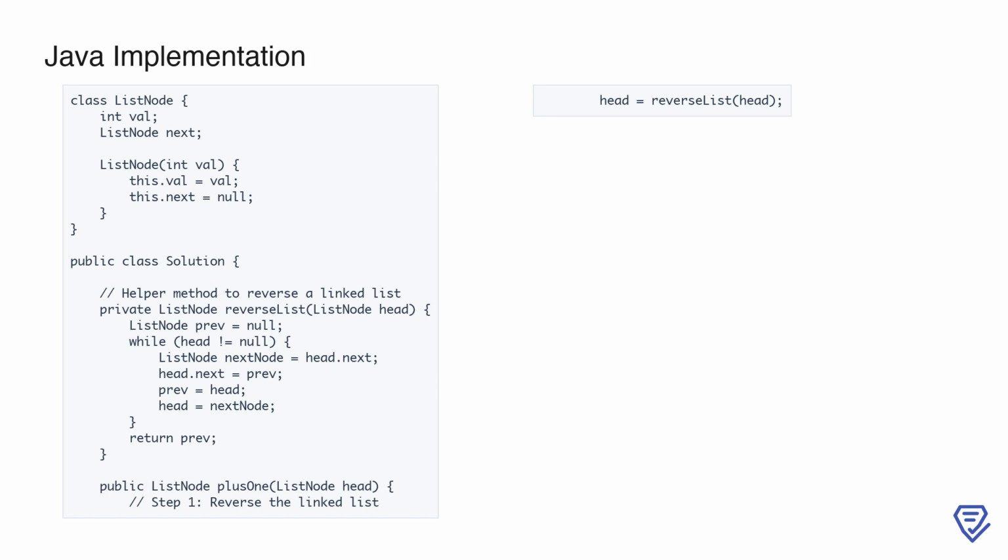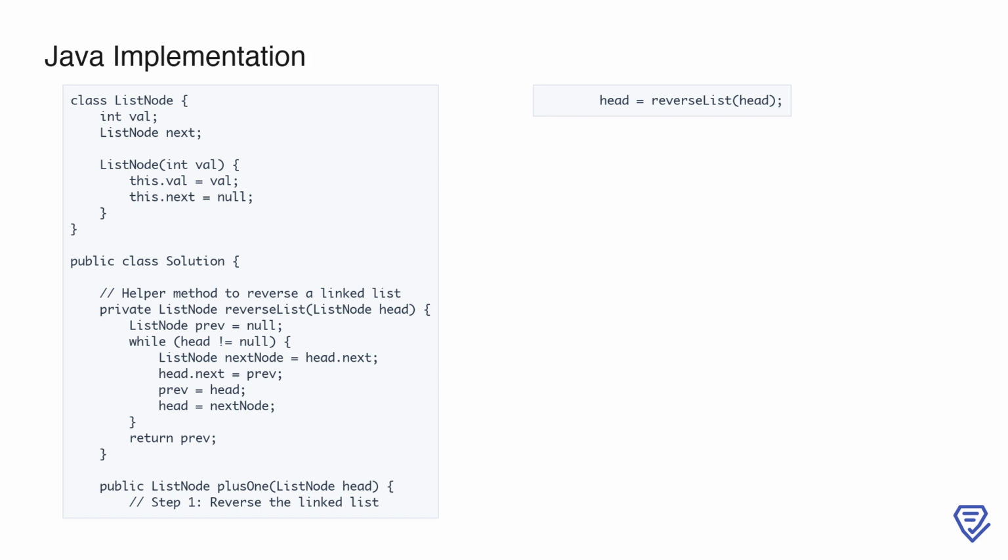The first method, reverseList, is a helper function to reverse a linked list. This is crucial because our approach involves reversing the list, performing the addition, and then reversing it back. Inside this method, we initialize previous to null, which will eventually point to the new head of the reversed list. The while loop iterates through the list, and for each node, we temporarily store the next node, redirect the current node's next pointer to previous, and then move both previous and head one step forward. After the loop, previous holds the reversed linked list, which we return.